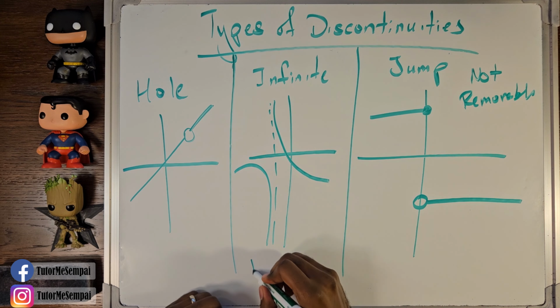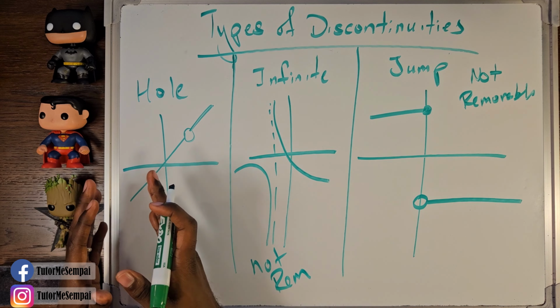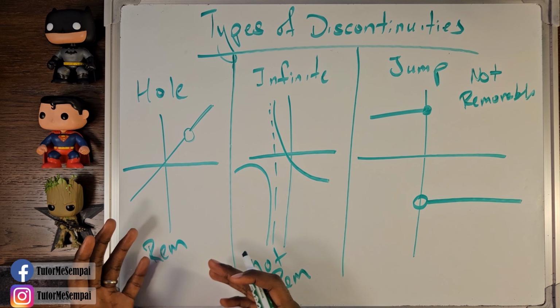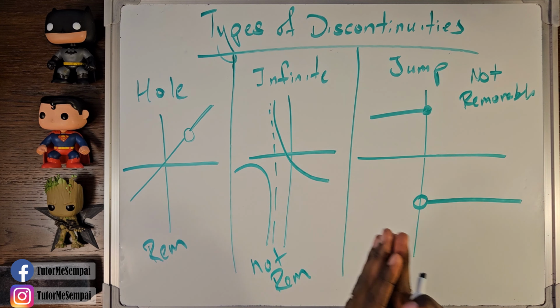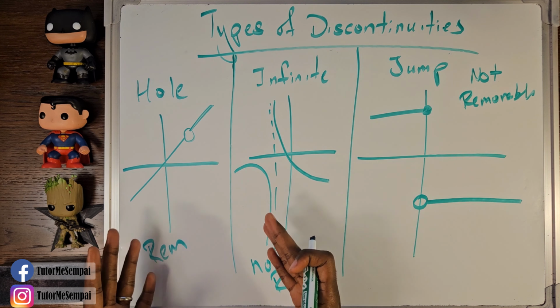This infinite is not removable. However, this hole is removable. I'll talk about what makes them removable or not removable a little bit later in this video. Now that we've covered the 3 different types of discontinuous functions, let's dive into each one and cover what their function forms may look like.